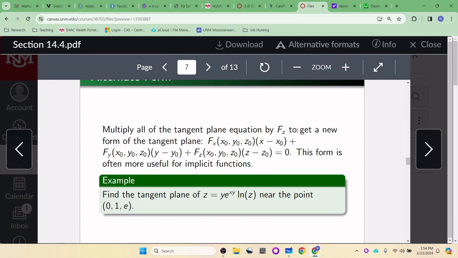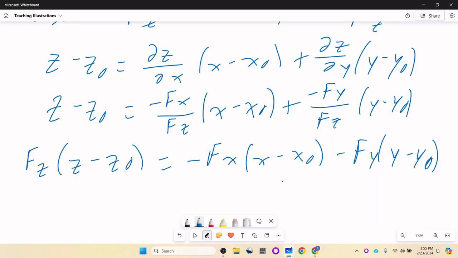And this form is often more used for implicit functions. And if you're not familiar, implicit is like this, where we've got z's on both sides of the equation. An explicit would be we'd have z on one side, just z equals, and a whole expression. This is an implicit function because if we were given an x and y, we could plug in to solve for z, but we don't have an actual formula. So let's see how we can use this new form for implicit functions to get the tangent plane near 0, 1, e. So let's check that out.